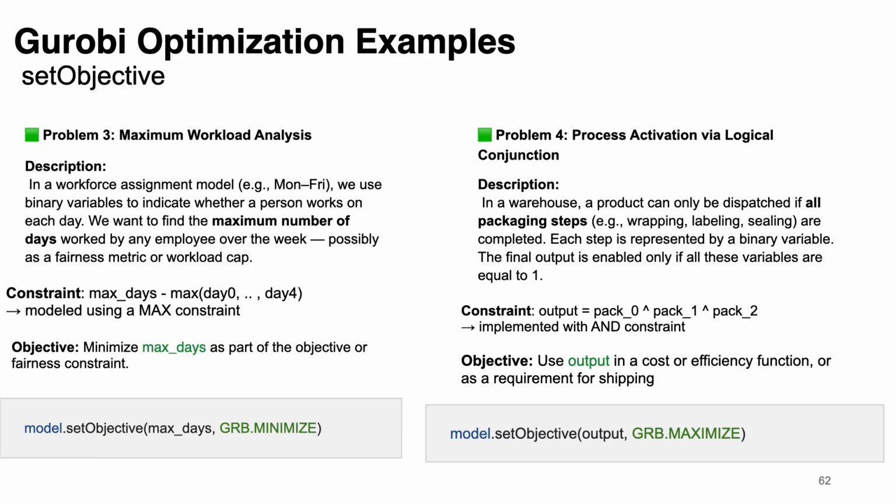Let's move into the objectives for the next 2 problems. For problem 3, maximum workload analysis, we want to enforce fairness across the schedule by minimizing the peak workload. We set the objective to minimize the max_days variable. For problem 4, process activation, our objective is to maximize the final output state to ensure the highest possible volume of shipping. The Python code for both is straightforward, passing the target variable and the required optimization sense to the solver.